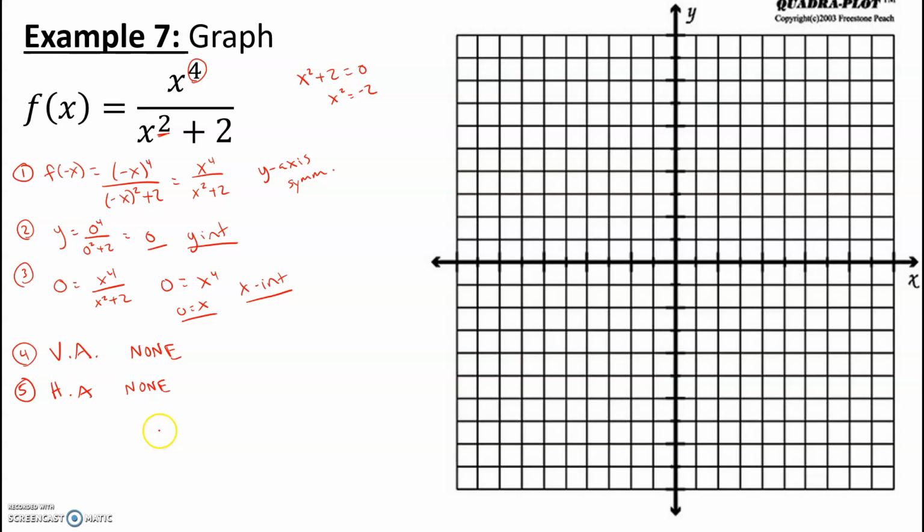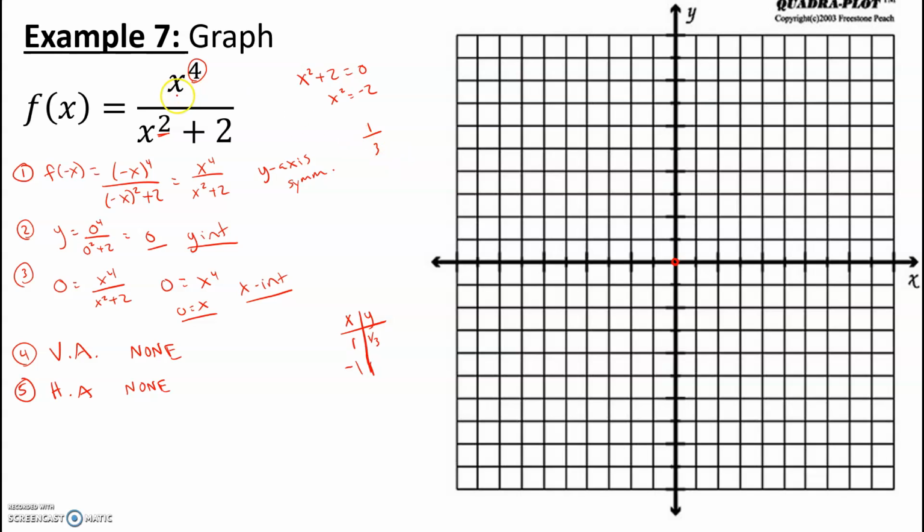All right. Let's see here. And then let's graph. So we'll graph our x-intercept and y-intercept, which is the same. And we have to pick some points because we really don't know where we're going with this. Let's try 1 and negative 1. So if you plug in 1, you get 1 to the 4th is 1. 1 squared is 1 plus 2 is 3, so 1/3.